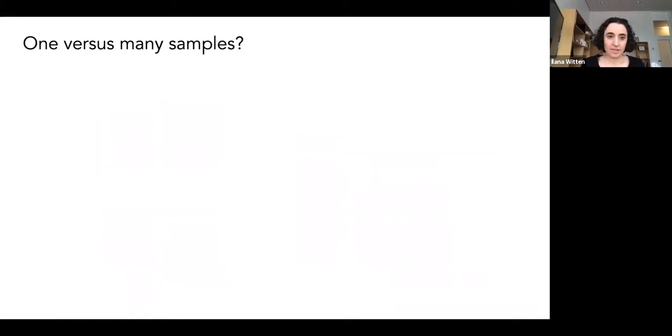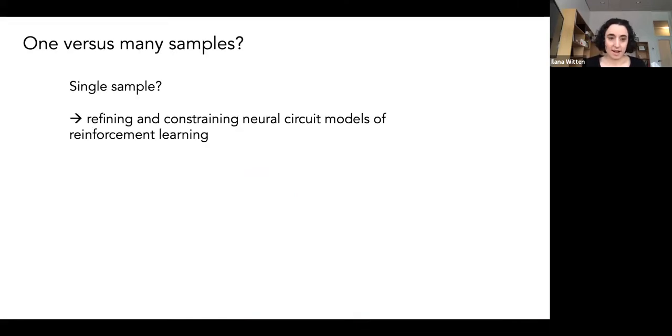And then I want to end by touching on something that we were asked to speak about, which is the one versus many samples. Well, I just want to say that I hope that I've made clear that I think that a single sample would be really valuable in refining and constraining neural circuit models of reinforcement learning. Ultimately, these models need to be pinned to the anatomy, and we just don't have the resolution of understanding of the anatomy yet to really understand how these computations are being performed and even what computations exactly are being performed, as I was saying on the last slide with this question of heterogeneity.